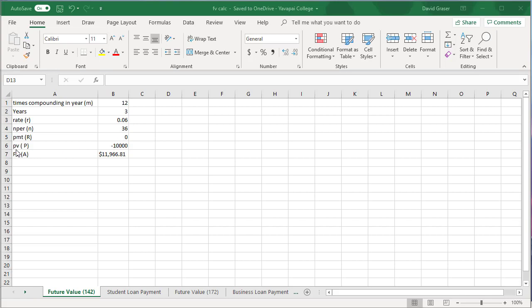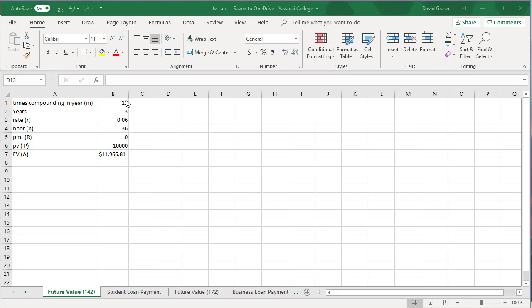The sixth row is the present value or the principal, what we would call capital P. And in this case, I have minus 10,000 because I've paid out $10,000 at the start of this. The minus means that I'm paying it out. The very last line here, the FV, stands for future value. That's what we would call the amount A in the future. And here it shows positive $11,966.81. Since we would be taking that back from the account, that's a positive number.